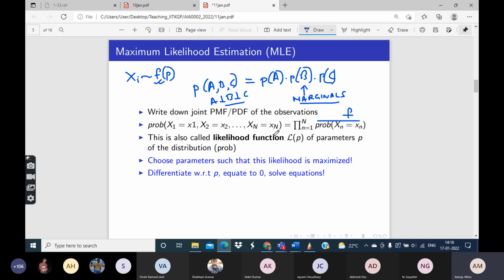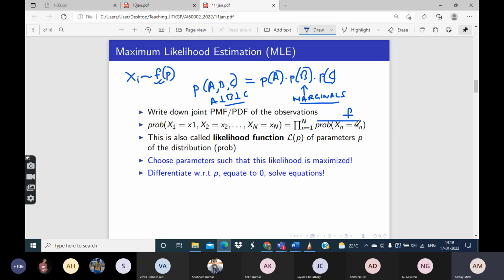Now this is something which we call the likelihood function of the parameters. If we write down the probability mass function of whatever probability distribution we have chosen, we will see that the PMF will contain two kinds of variables. One is these values, these X, and the other will be the parameters P.